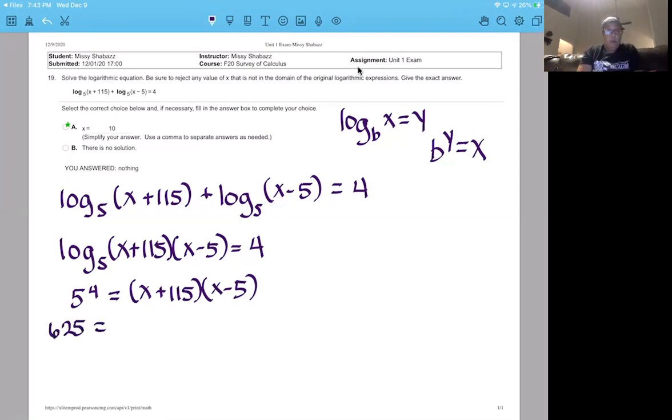And then I'm going to FOIL this side. So x times x is x squared. Outer is x times -5, which is -5x. Inner is 115 times x, so plus 115x. And last is 5 times 115, so minus 575. All right, so those are some ugly numbers. And now we need to subtract 625.